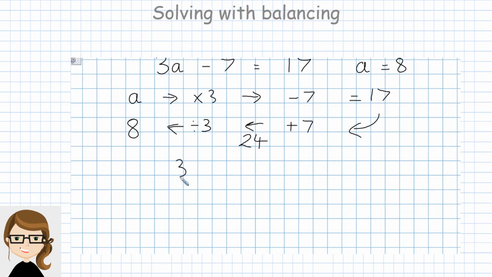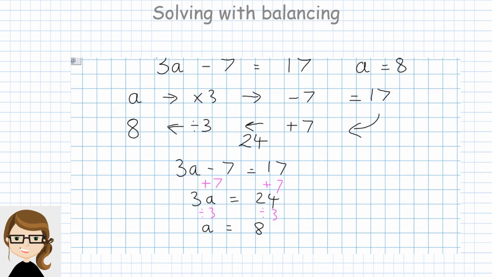Finally, I just wanted to show you the flowchart example we did earlier and how we would solve that example using balancing. So it's 3a minus 7 equals 17. So to balance, we'll start by adding the 7 to both sides. That gives us 3a equals 24. Then we're going to divide by 3 to get 1a on its own. That's a equals 24 divided by 3, which is 8.